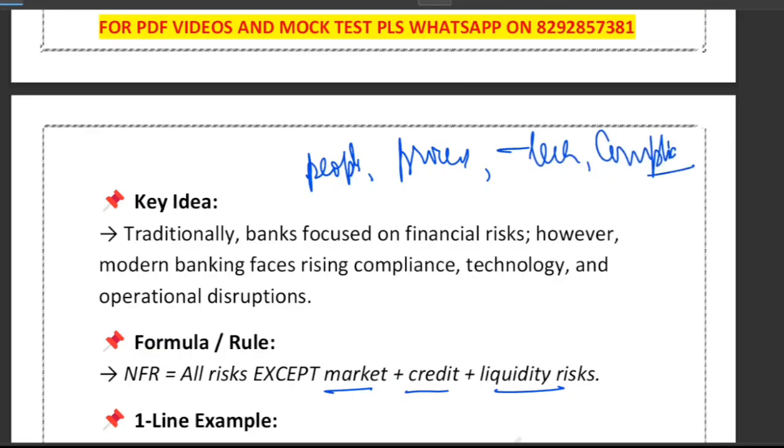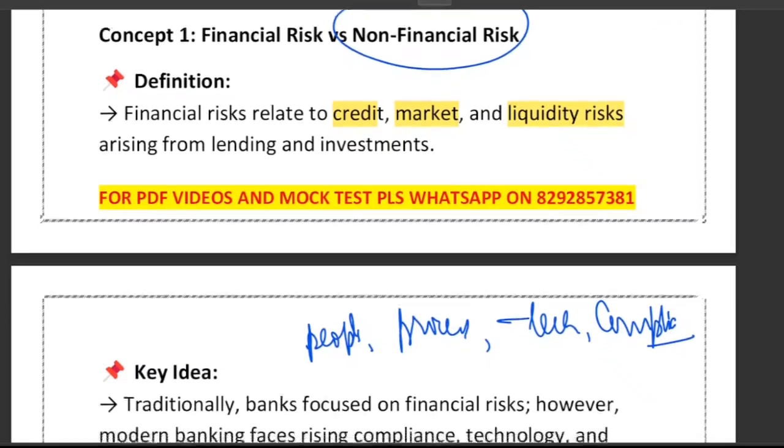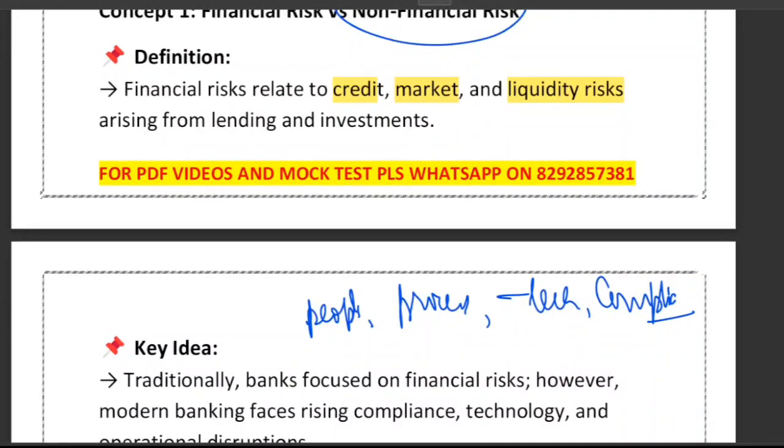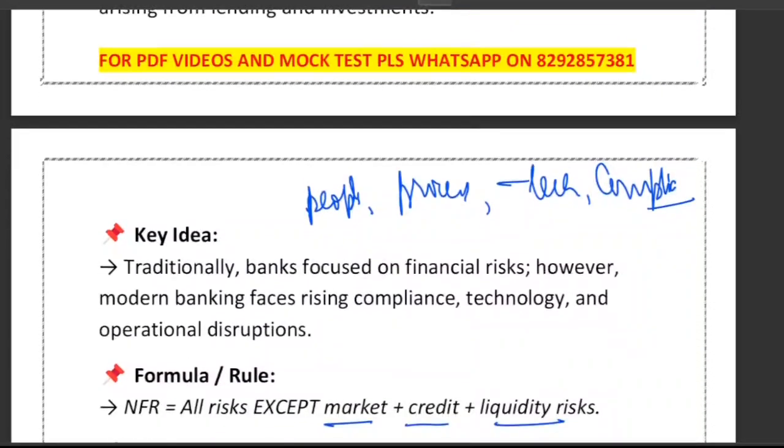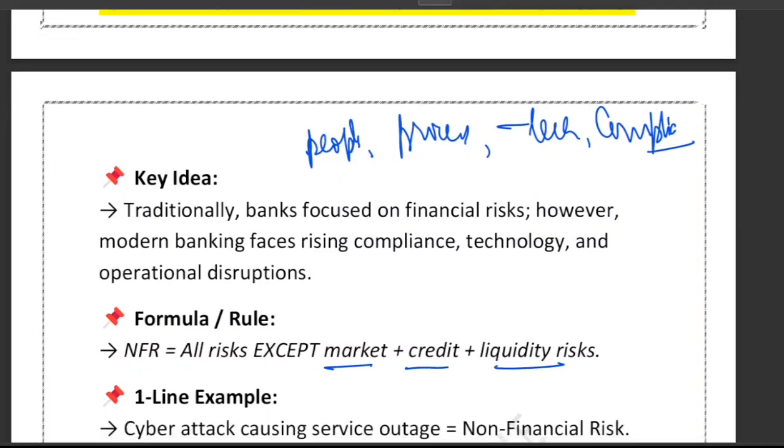So the first concept we have is financial versus non-financial risk. Financial risks are traditional banking risks, like credit risk, where the loan is not paid. It may be market risk, like investment value change. It may be liquidity risk, like shortage of cash. Banks were mainly worried about these earlier, but today banking has changed a lot. Now we have mobile banking, digital payment, cyber attack, third party vendor, heavy compliance requirement, right?